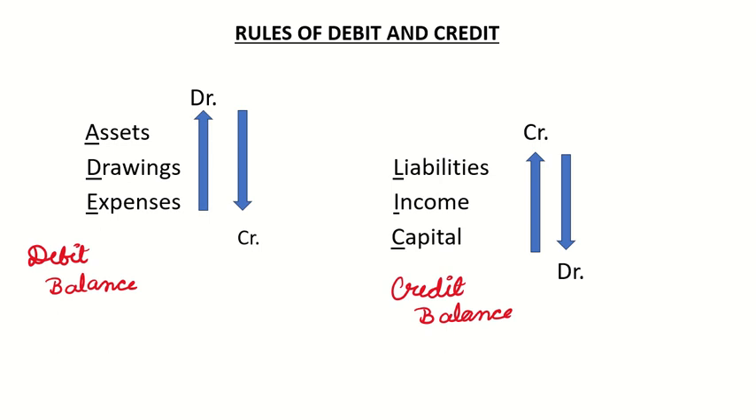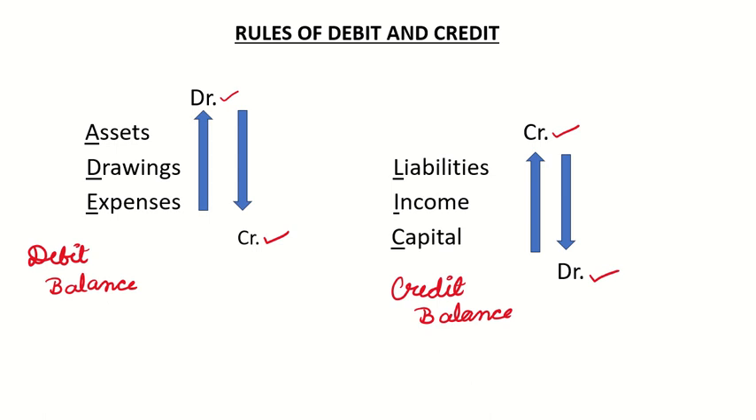Now see, assets, drawings, and expenses have a debit balance, so to increase them, we will debit the account. When they decrease, we will credit the account. It is opposite in the second group. Here liabilities, income, and capital have a credit balance. So to increase them, what will we do? We will credit them, and to decrease them, we will debit them.